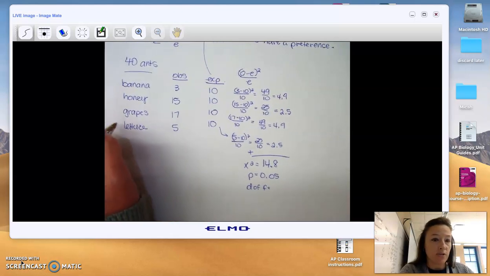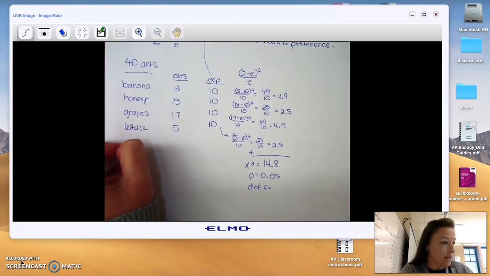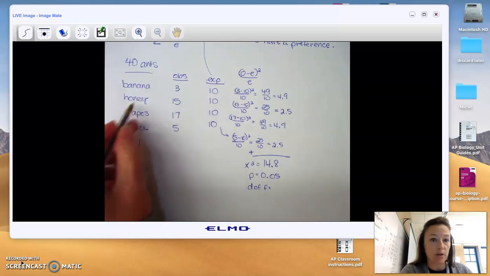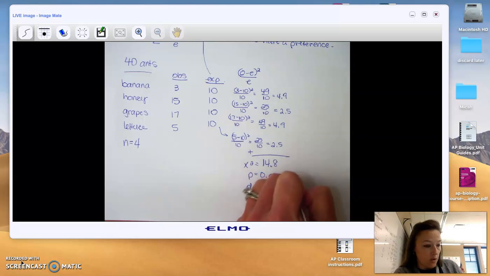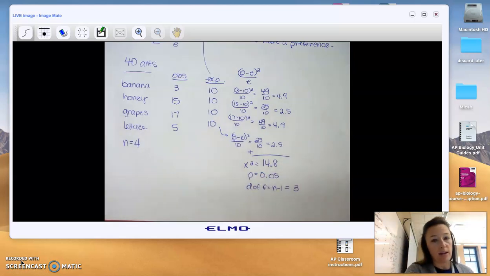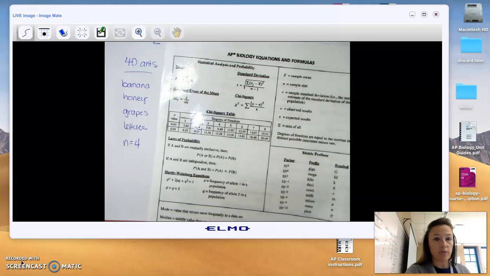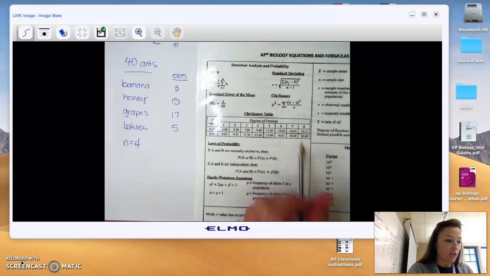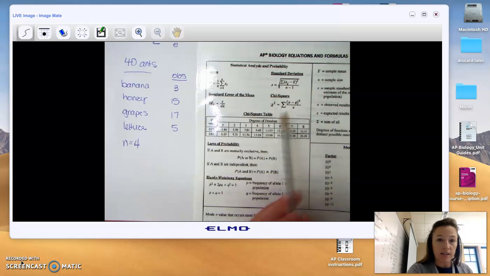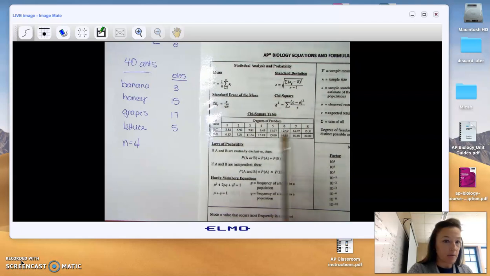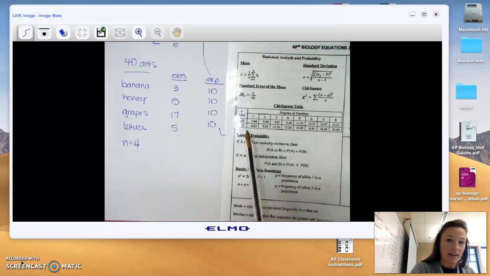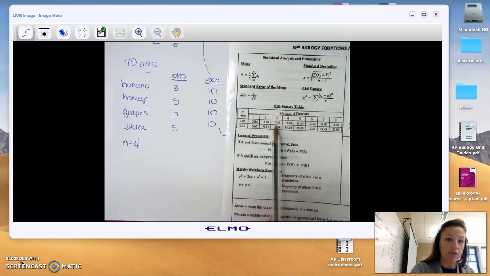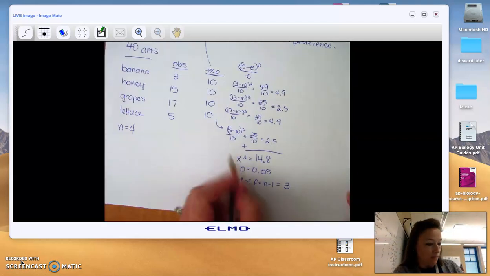Our degrees of freedom are based on our number of groups. So we had 4 groups. So N is 4. Okay, N is your number of groups. Degrees of freedom is N minus 1. So 4 minus 1 is 3. Okay, now this is where we need this table. On your formula sheet, first of all, here's the chi-square formula. You don't have to memorize it. It's right there. Here's the chi-square table. Don't have to memorize it. We want to find, at a p-value of 0.05 and 3 degrees of freedom, our critical value is 7.81.